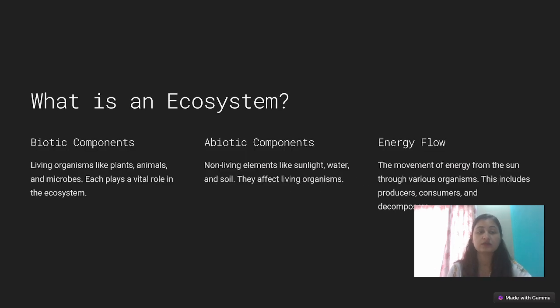So what is an ecosystem? An ecosystem simply means the community of interconnecting organisms, the biotic components, and the physical environment, that is the abiotic components. So the interconnectedness of biotic and abiotic components is simply known as an ecosystem. We can break it down into three parts: the biotic component, the abiotic component, and energy flow.